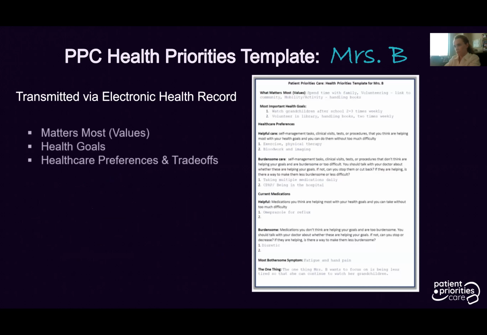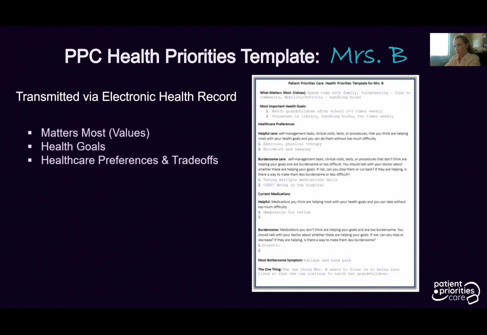Okay, so next, here's a template that we've used following Mrs. B's session to identify her priorities. Ideally, this template is made available in CPRS, and you can use it to review during your visit. The template includes the following things.